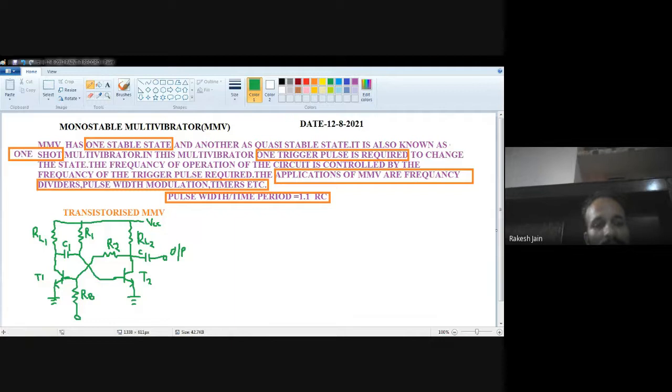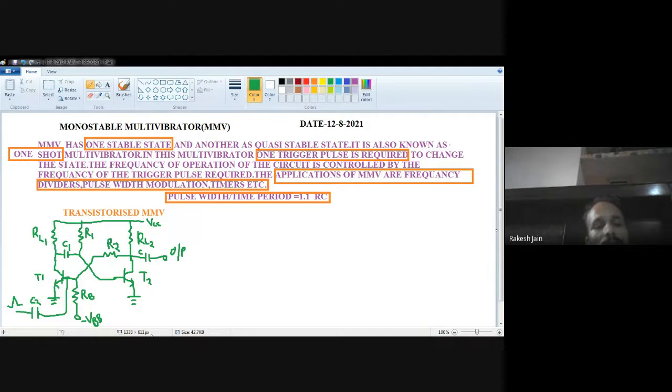and the supply is VBB, which is applied here. Negative supply, that is VBB, base to base. Then I can apply the trigger pulse over here via a capacitor. A small duration, let's suppose this is a trigger pulse. Okay, so a small trigger pulse is applied. Let the name of the capacitor be C2 because C1 we have already used.